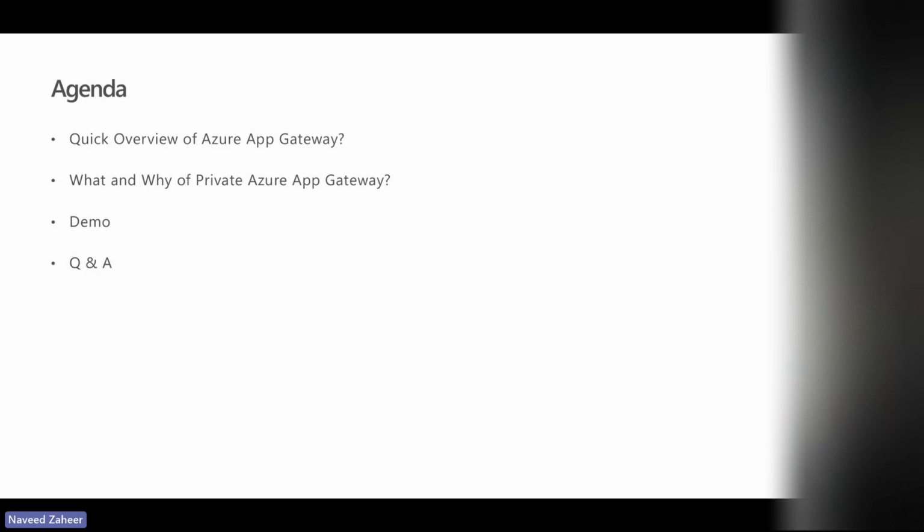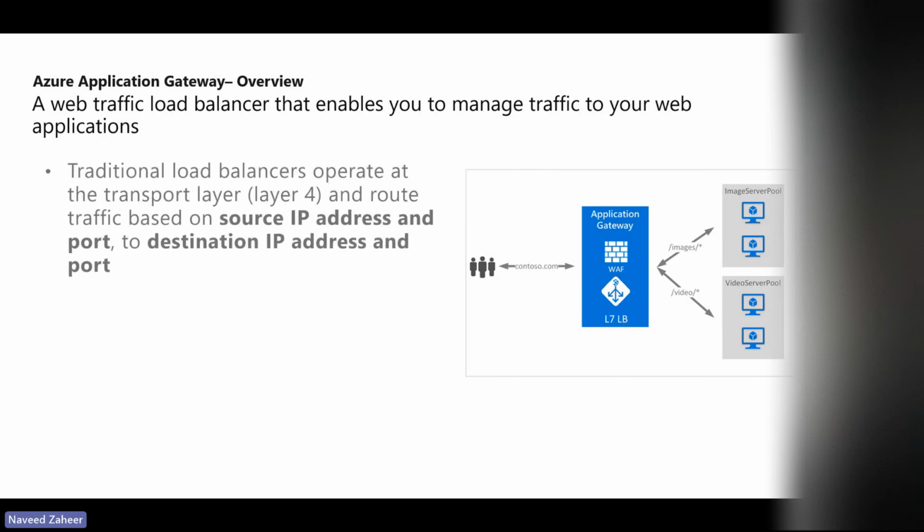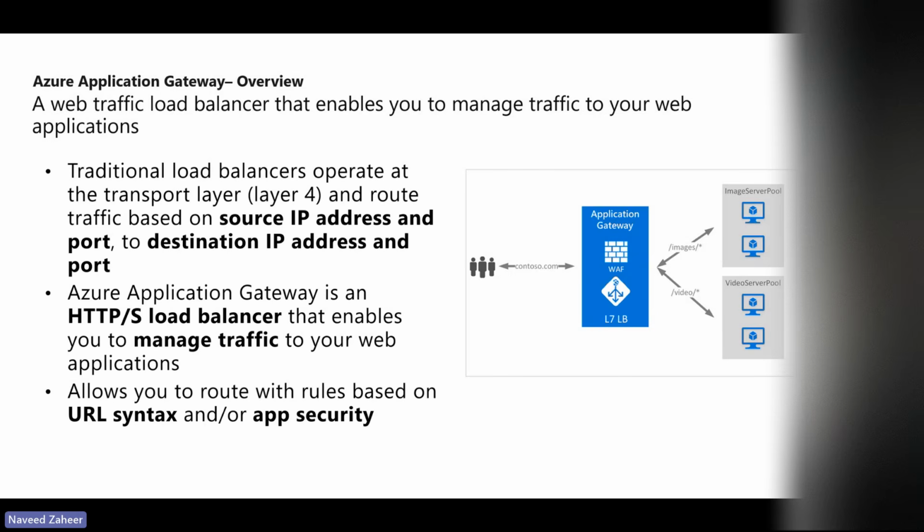First of all, Azure App Gateway is our layer 7 load balancer. If you are familiar with a load balancer like Azure Load Balancer, this is a layer 4 load balancer. It does routing based on 5 tuples: source IP, source port, destination IP, destination port, and protocol.